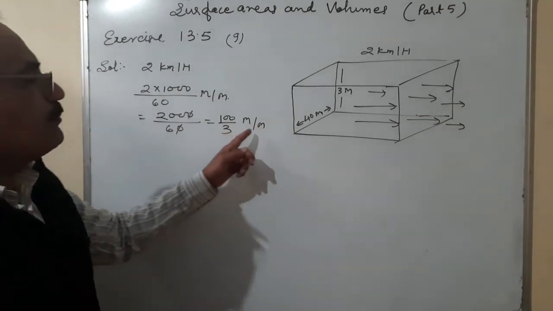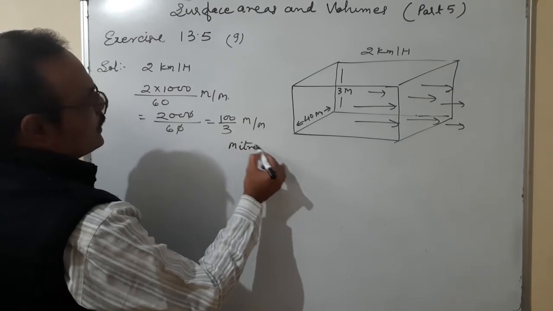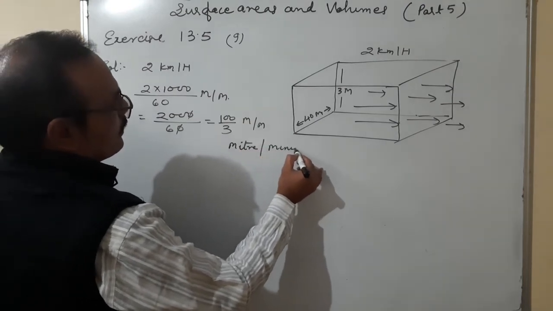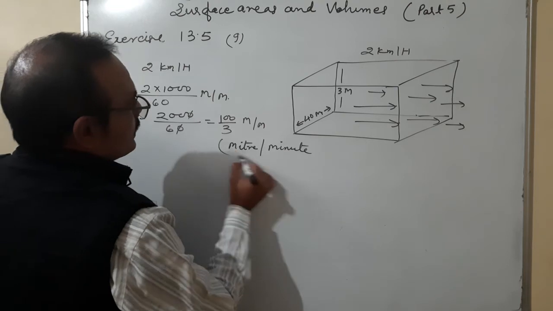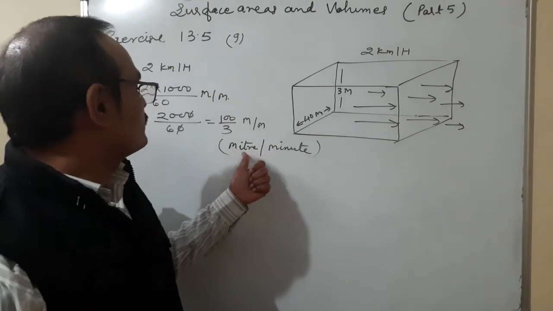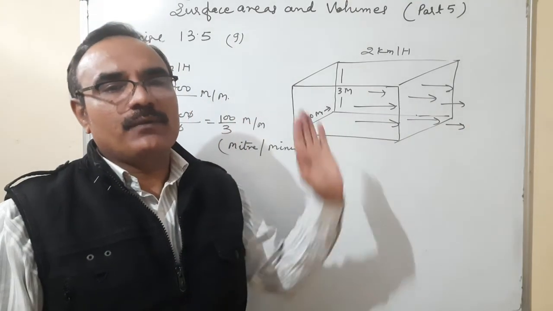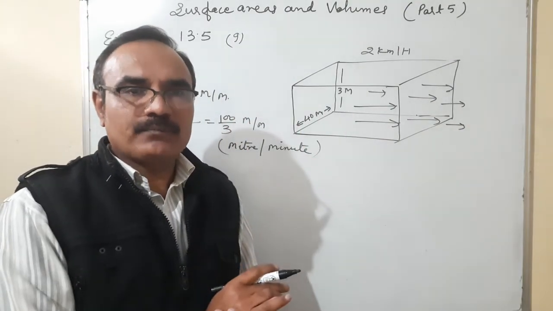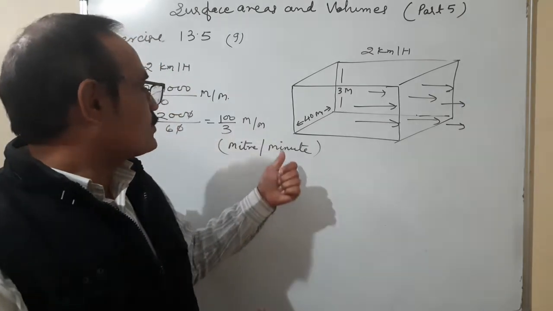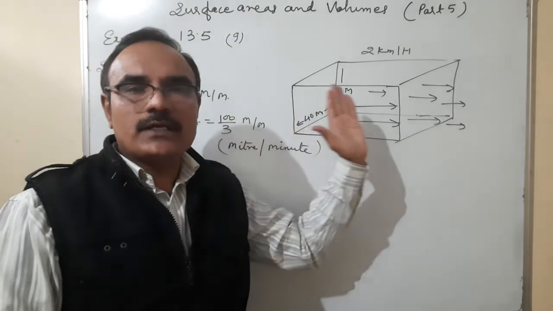What is the meaning of this term meter per minute? That means in 1 minute, 100 upon 3 meter water is flowing from the river. This river is in the shape of cuboid. Okay. So in 1 minute, 100 upon 3 meter water is flowing.